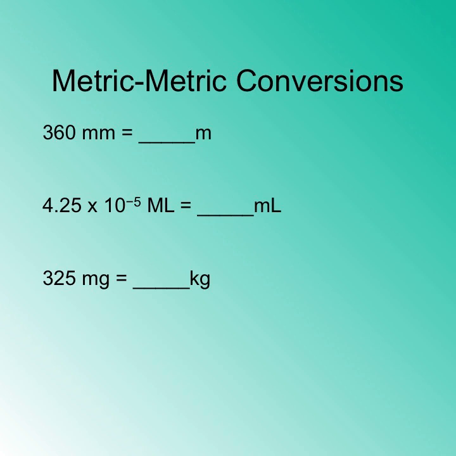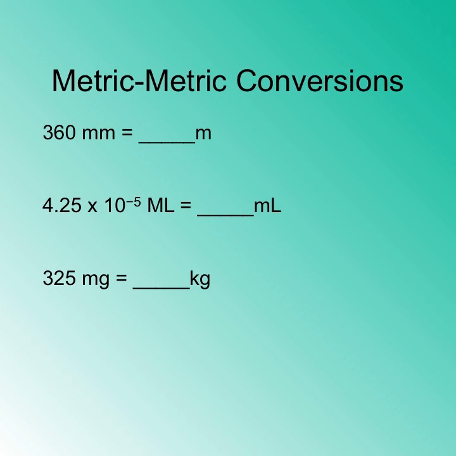The next one is 4.25 times 10 to the negative fifth megaliters, converted to milliliters. In this one, I might do it in 2 steps, and I would say 4.25 times 10 to the negative fifth megaliters times, have in my denominator megaliters, and in my numerator liters, times, in my next denominator, liters, and in my next numerator, milliliters. And then fill in my numbers. I know that when I have 1 liter, I will have 1 times 10 to the negative sixth of a megaliter.